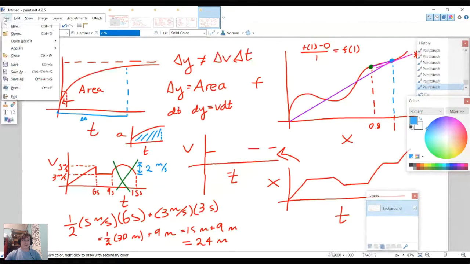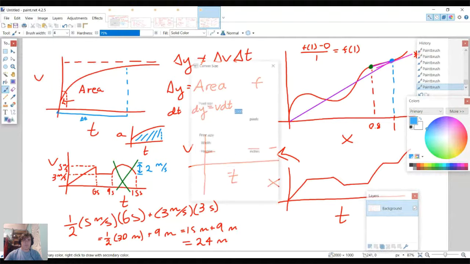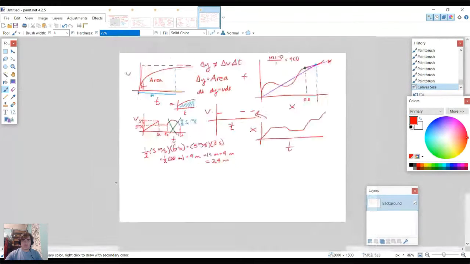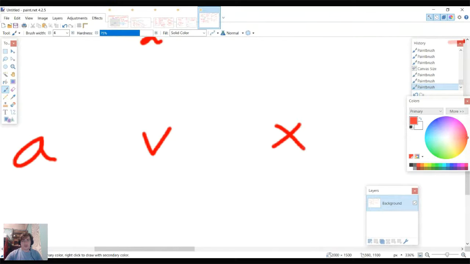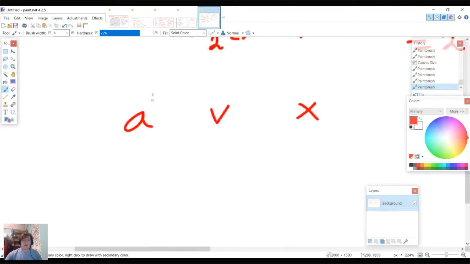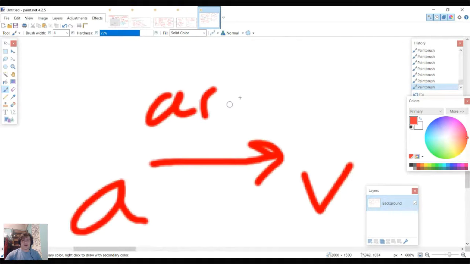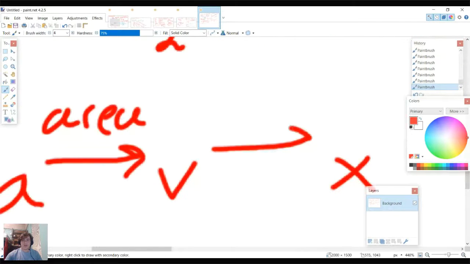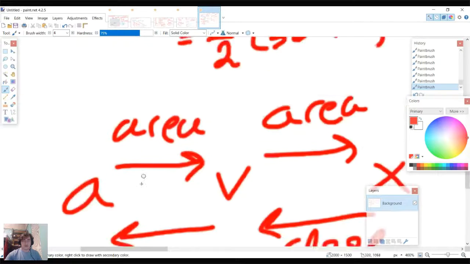So a quick little summary of that. I'll just expand my canvas here. So a quick little summary of that is we have A, V, and displacement. You go from A to V by doing an area. You go from V to X by doing an area. You go from X to V by finding a slope. And you go from V to A by finding a slope.